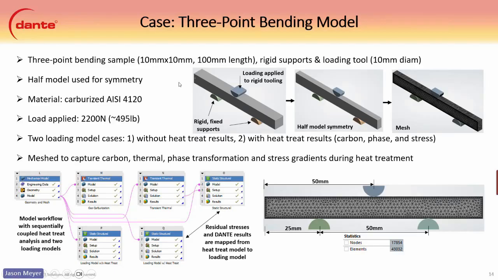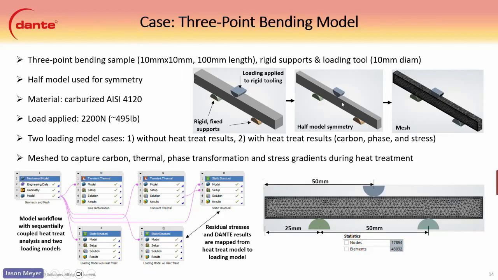And then we move into the case here. We have a little case study of a little 3-point bending model. Kind of similar, but without the notch than the last one we just showed. This sample is 10 millimeter by 10 millimeter by 100 millimeter length. We are using fixed simple supports at the bottom, and then a loaded pad at the top to apply the load through the rigid tooling to the part.